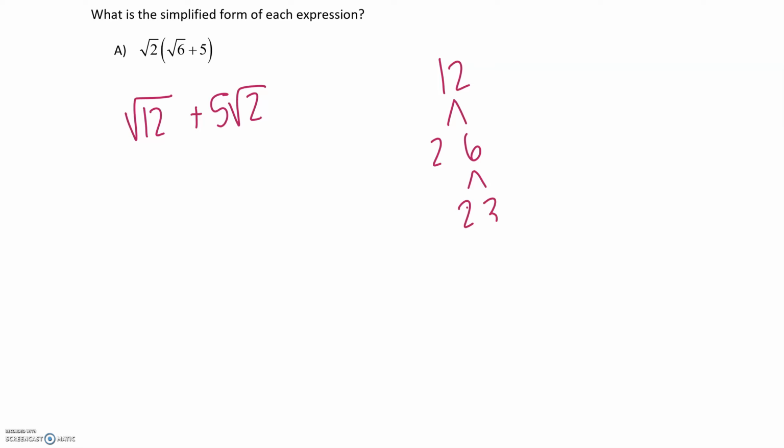So we're going to have the square root of 12 plus 5 square roots of 2. If we factor our 12 out, it gives us 2 square roots of 3 plus 5 square roots of 2.